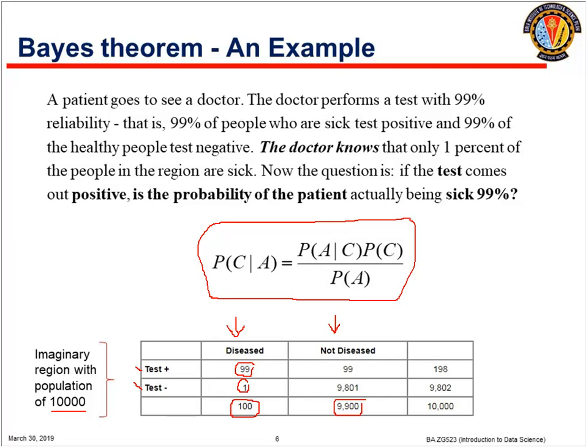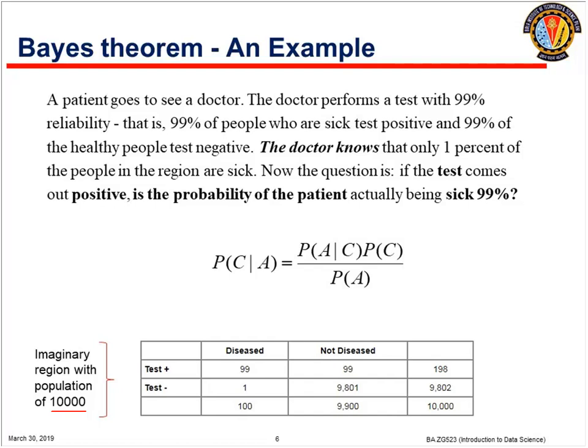So 99% of 9900 is 9801, and 1% will still test positive even if they don't have the disease. So 1% of 9900 is 99. So 99 people will still test positive even if they don't have the disease. Okay. So if you just look at this contingency table, what is the probability that a person who has tested positive has the disease?